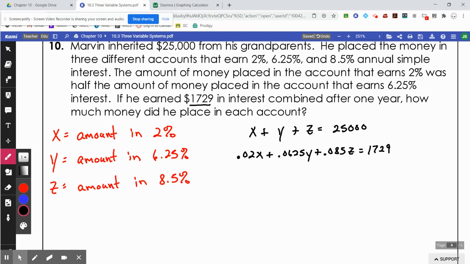And the last thing that we need, it says the amount of money that he places in the 2% account is half the amount he placed in the 6.25%. So the amount that he placed in the 2% is equal to half of the amount that he placed in the 6.25%. Now, what I would do there automatically is move that 1/2 over, so therefore multiply the other side by 2. So double X is equal to Y. And that does make sense because the amount he placed in Y is going to be double, or the amount he placed in X is going to be half.